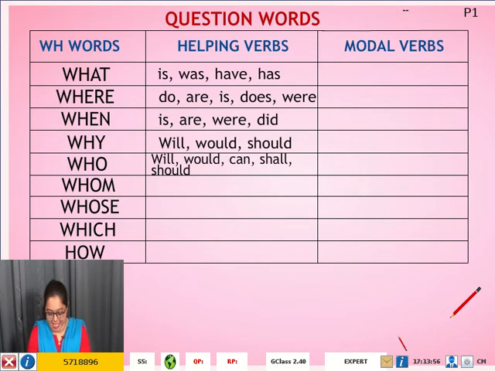Okay, great. Now the next WH word is whom, and with the WH word whom we use the helping verbs shall, will and should.